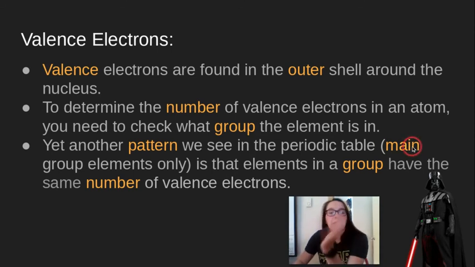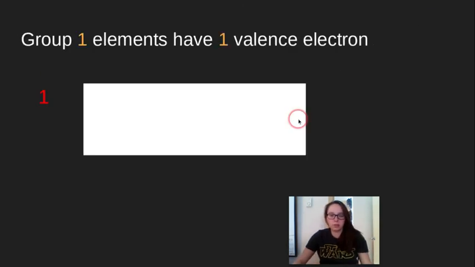I say main group elements only because we are going to exclude here the lanthanides and the actinides, those 2 rows on the bottom of your periodic table. Also, transition elements. We are going to be ignoring those because they can have 1 to 2 valence electrons. It depends on the element, and it doesn't quite fit with this pattern. So we're going to talk about this pattern.